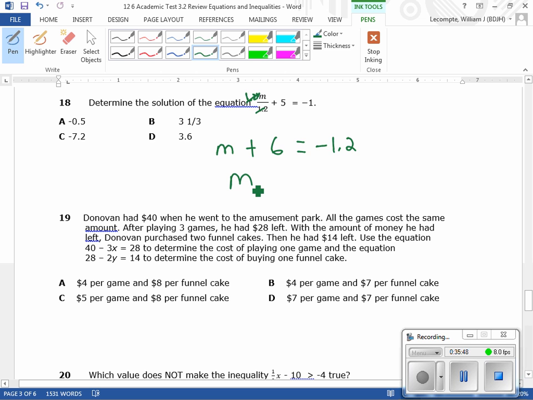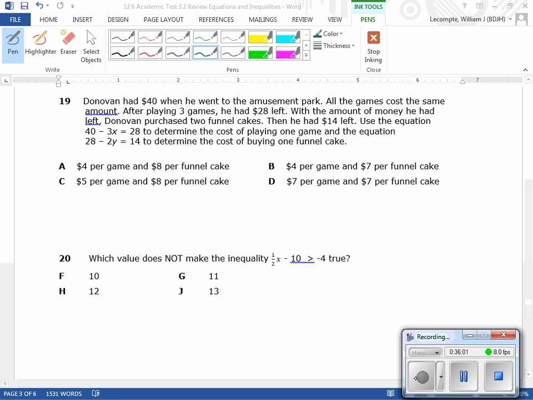Number 19, Donovan had $40 when he went to the amusement park. All the games cost the same amount. After playing 3 games, he had $28 left. With the amount of money he had left, Donovan purchased 2 funnel cakes. Then he had $14 left. Use the equation 40 minus 3x equals 28 to determine the cost of playing 1 game, and the equation 28 minus 2y is equal to 14 to determine the cost of buying 1 funnel cake.